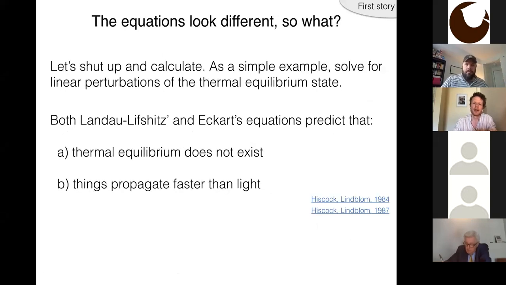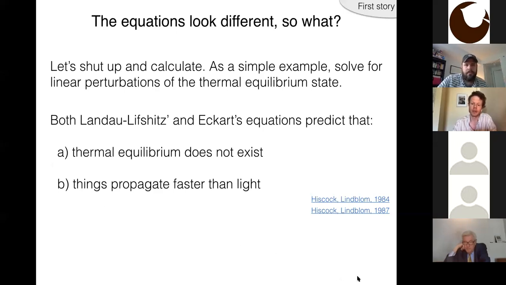However, as a student, you're also taught to just shut up and calculate. So let's just shut up and calculate. As a simple example, you can solve for infinitesimally small linear perturbations of the thermal equilibrium state. When you do this, you will find that the equations of Landau, Lifshitz, and Eckart are different equations, but they predict two things. One thing they predict is that thermal equilibrium does not exist. And the second is that things propagate faster than light.